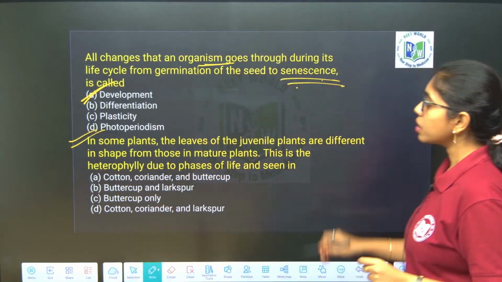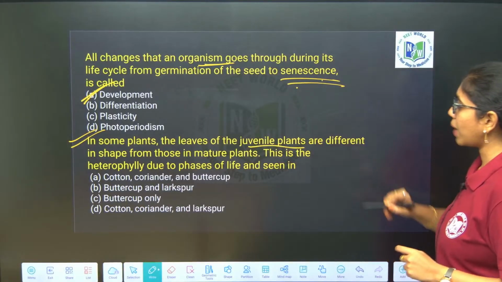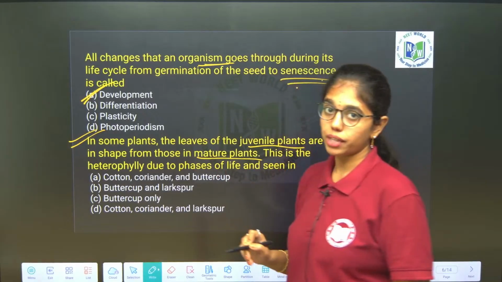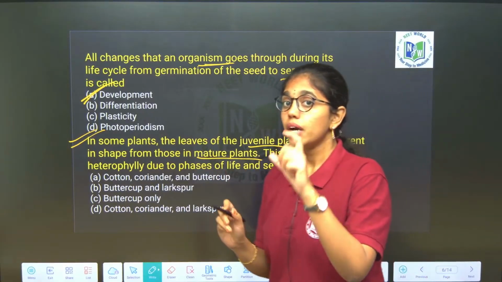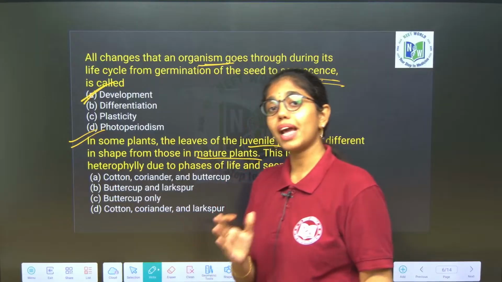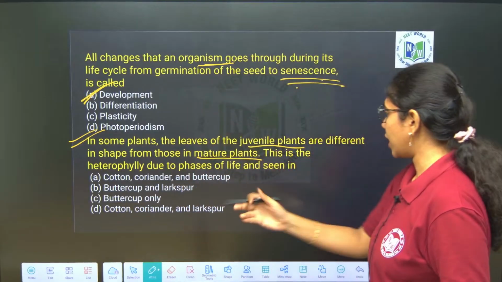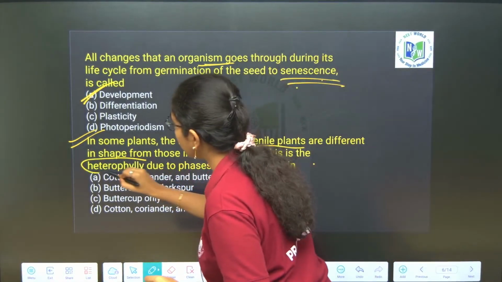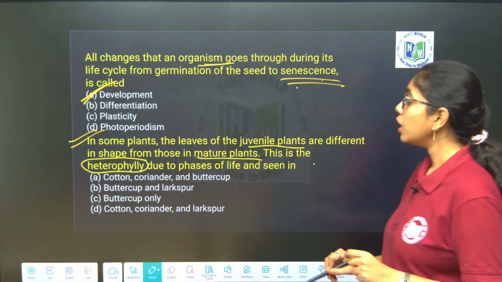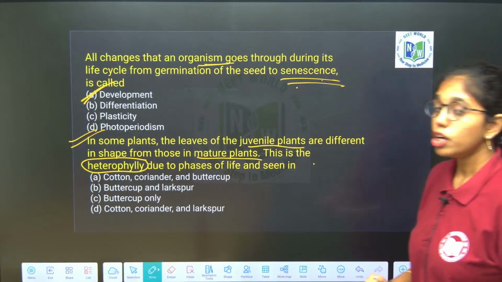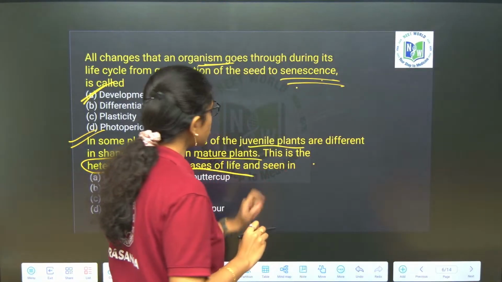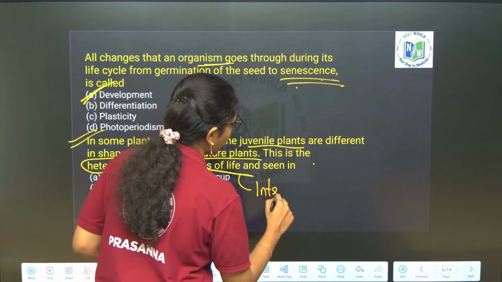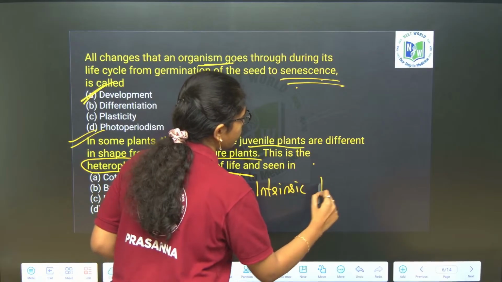In some plants, the leaves of juvenile plants are different in shape from those in mature plants. So the leaf shape will be different in the same plant at the juvenile stage and at the mature stage. This phenomenon is called what? Heterophily. It is because of the phases of life, so this is called intrinsic heterophily.